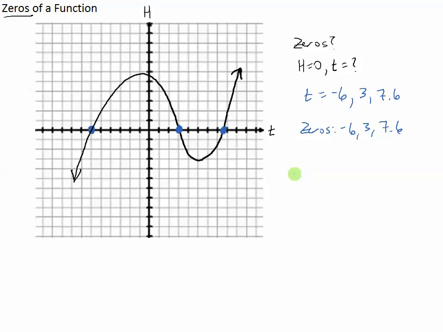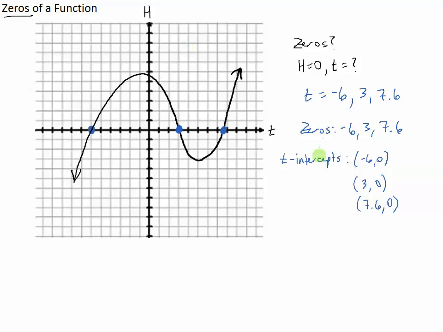Now I want to draw a correlation here between zeros and intercepts. Namely here, the t-intercepts. You know, they're usually x-intercepts, but this is not the x-axis now, it's the t-axis. The t-intercepts here are the points, right? These are points where the function crosses the t-axis. Well, those intercepts are these 3 points. So negative 6, 0, 3, 0, and 7.6, 0.